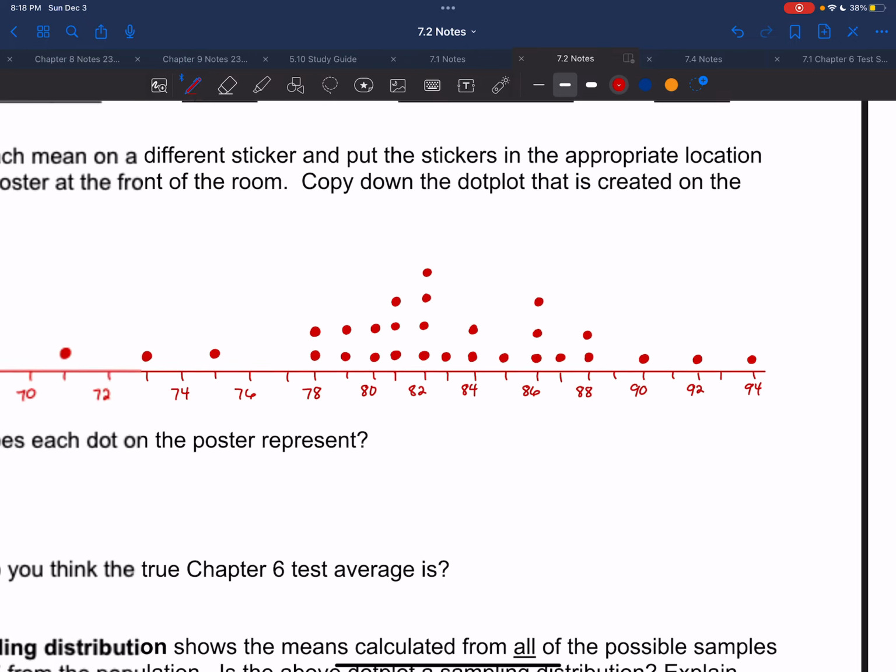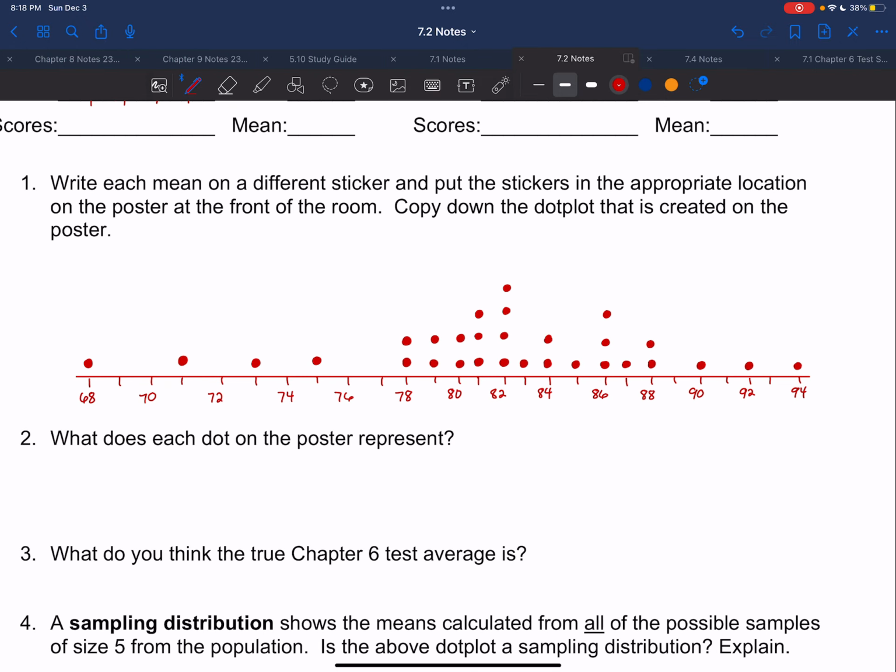All right, and don't forget, you always got to label, you always got to name it. So this one is simulated sampling distribution of X bar. All right, so each one of these dots represents one simulated sample of 5 different students. And depending on where on the number line it is, tells you what that average was.